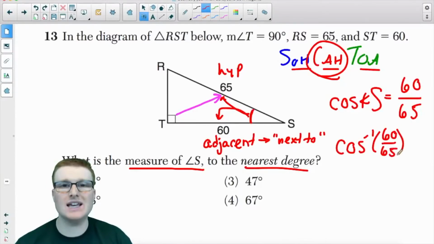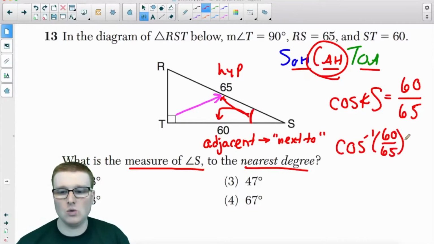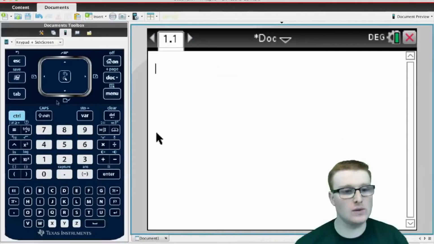You always use inverse sine, cosine, or tangent if you're solving for an angle. So whatever that answer comes out to, we got it.